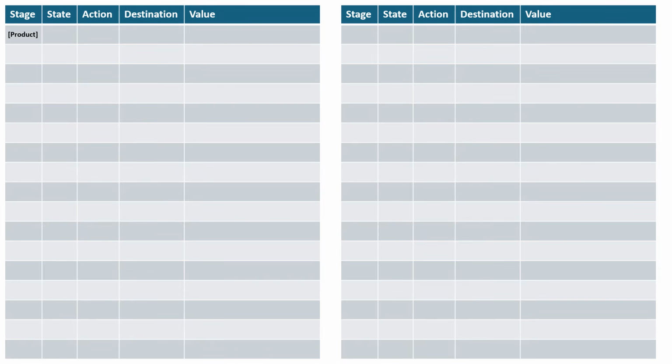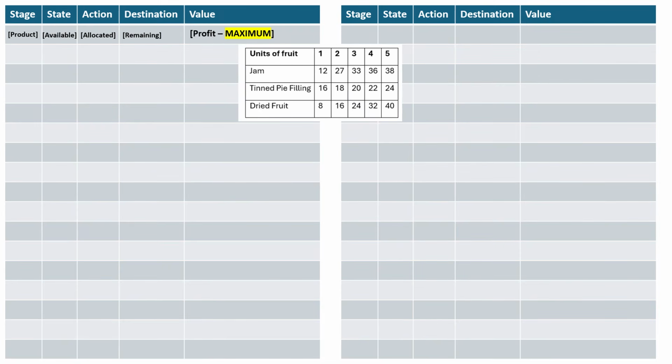The state, think about the state as the start. So how many units are there available to be allocated? The action is then what happens within that. So how many units are we actually allocating? And then the destination is the end. So how many are available at the end? So what is remaining? In terms of our value, we're talking about profit this time, so we're thinking as a maximum. I don't have a huge amount of space, but I'm going to put my table in here. I don't think it will block anything, so we can see what's going to happen.